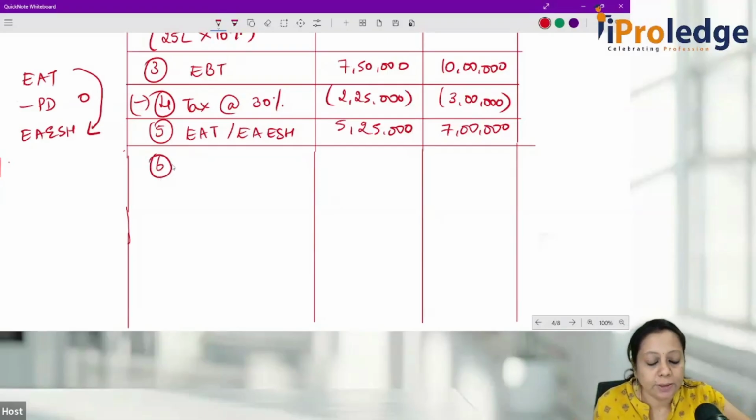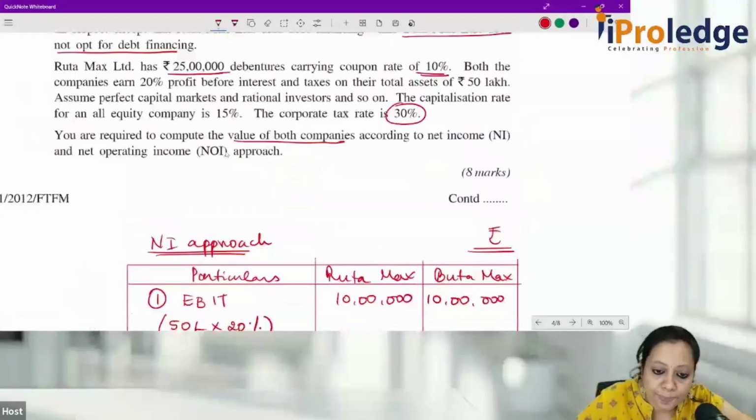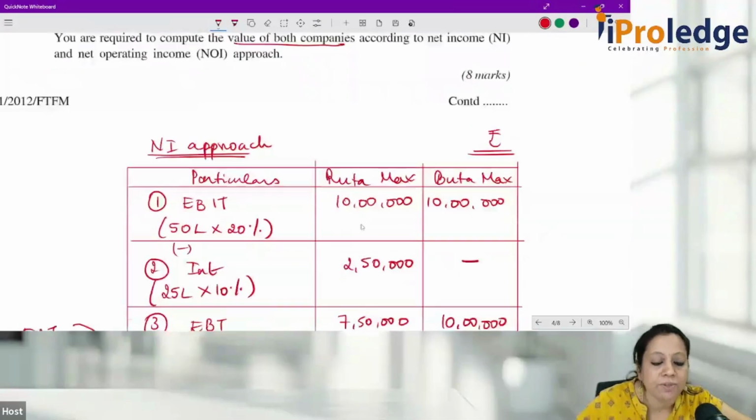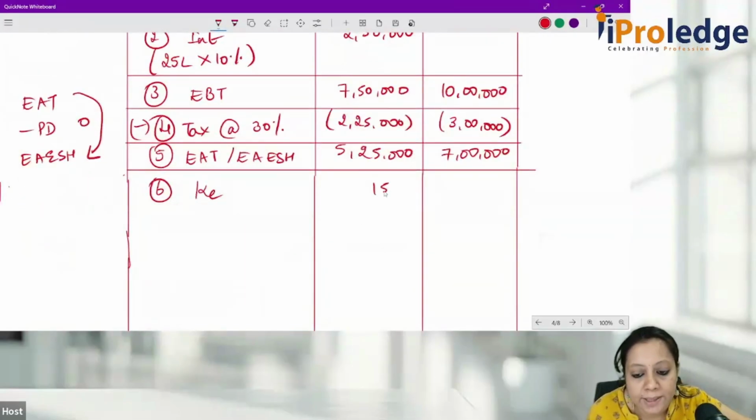So now, the sixth point is going to be earnings available to equity shareholders given. KE is also given in the question. I'll show it to you because you don't have it in your PDF. It is 15 percentage. Equity capitalization rate or cost of equity is 15 percentage.